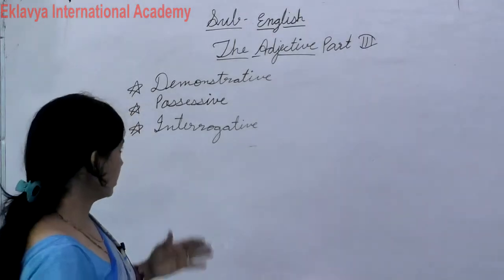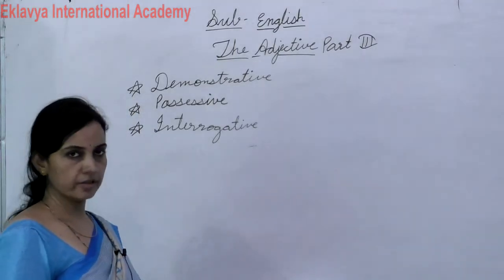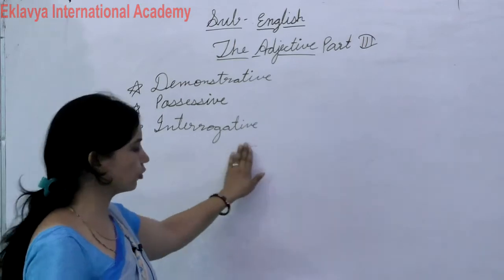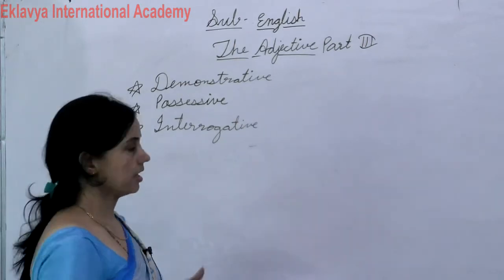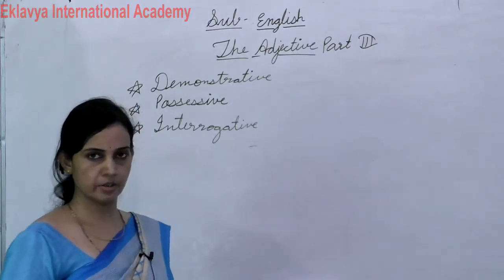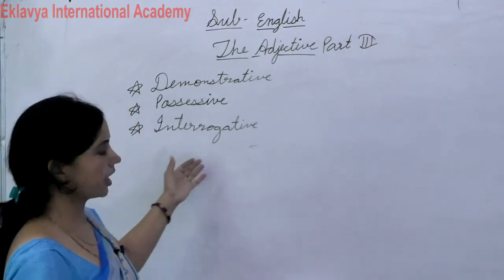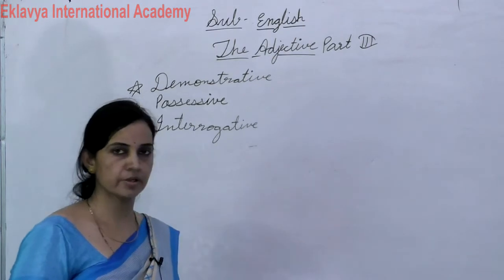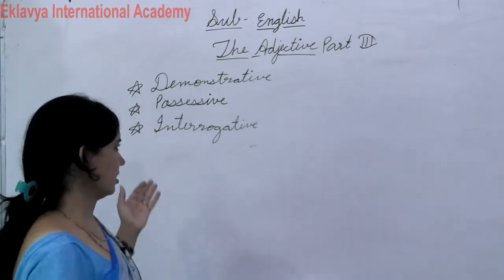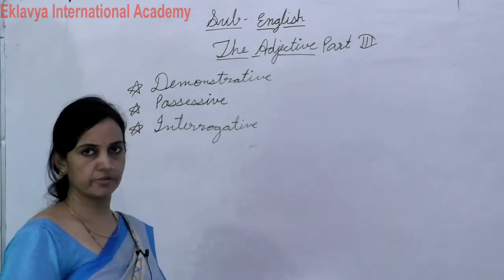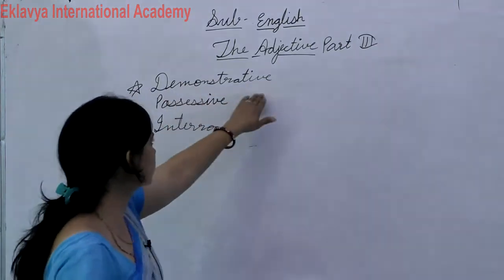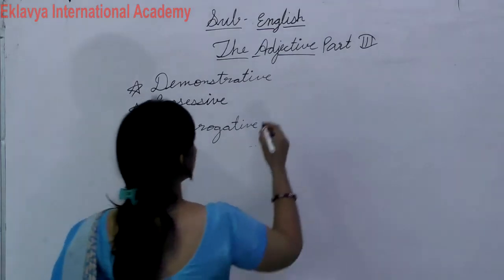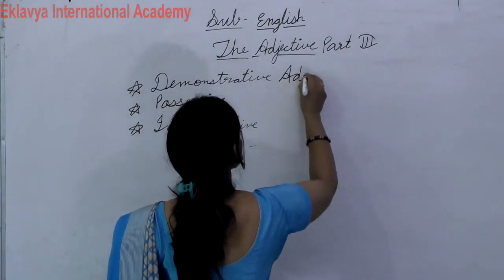Okay. First and second part we have read. In first part I told you adjectives of quality and adjectives of quantity. In second part I told you adjectives of number and distributive numeral adjective. Today we are going to discuss the demonstrative adjective, possessive adjective and interrogative adjectives.